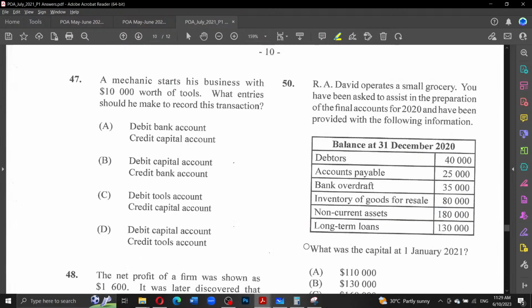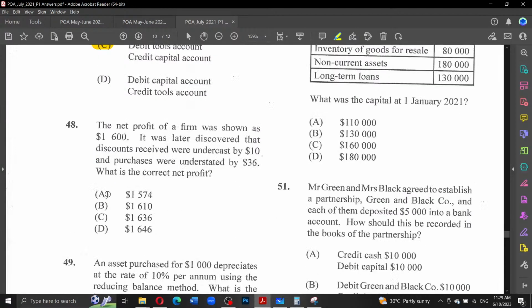A mechanic starts his business with 10,000 worth of tools. What entry should he make to record this transaction? So we have tools, and he invests $10,000, so this is going to be capital. So tools and capital. Debit bank account, no. Debit capital, no, that means it's going to close the account. Debit tools, credit capital, okay, that's the correct entry.